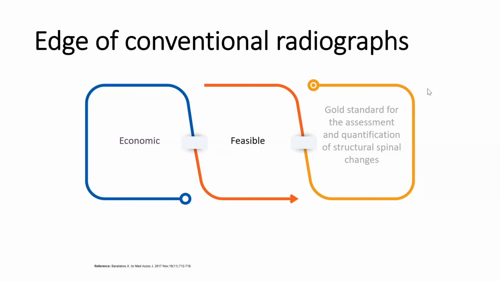Radiographs were the only thing available, very economical, feasible, and available in all hospitals throughout the country. It was the gold standard for assessment and quantification of structural spinal changes. But unfortunately, radiographic changes in a patient with ankylosing spondylitis with inflammatory low back pain take a minimum of 2 to 4 years to develop. So what was happening? We were losing the window of opportunity to diagnose spondyloarthritis early in the disease and to result in early intervention. So radiographs had their own negative points.